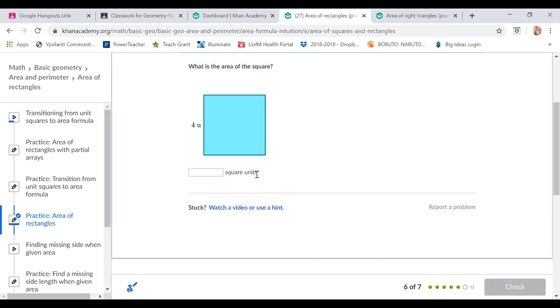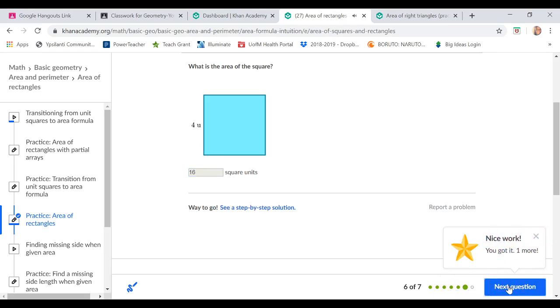This one is another square like the one we just did, so I won't copy this example. So if this is 4 and it's a square, all 4 sides have to be the same. So this down here must be 4. So we would get 16. 4 times 4 is 16 square units.